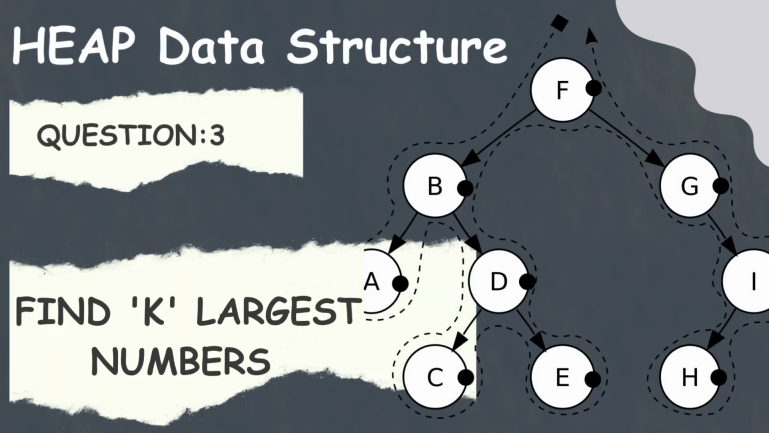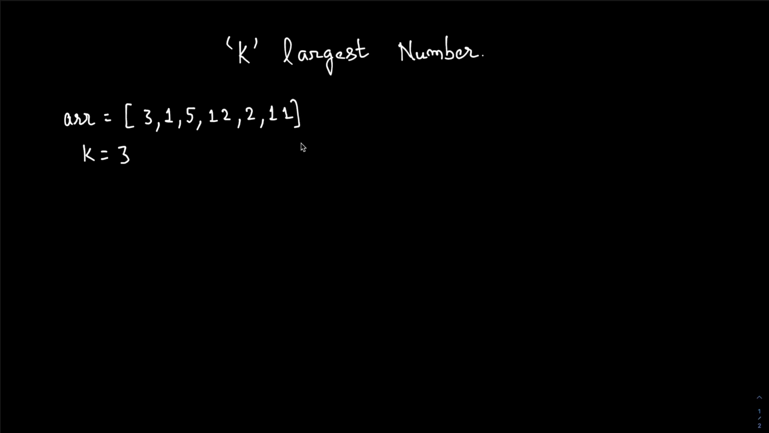So today we are going to solve another question using heap. The question says that you have to find the k largest numbers. We need to find the top 3 elements, meaning the top 3 greatest elements that are present in this array.